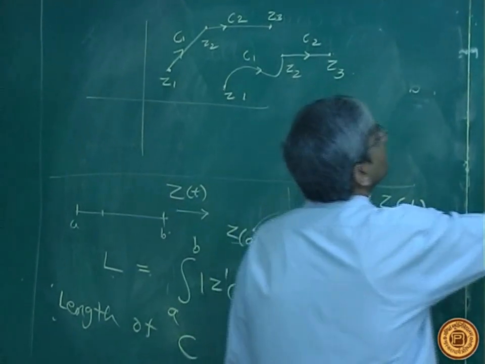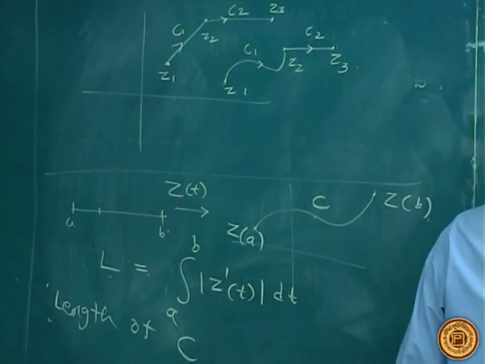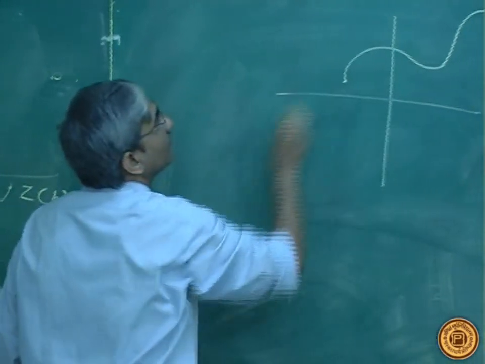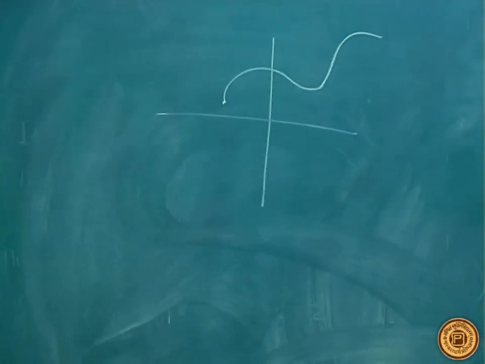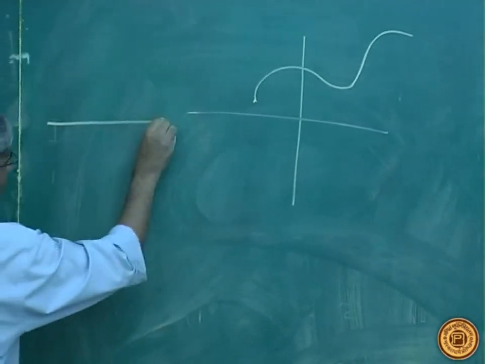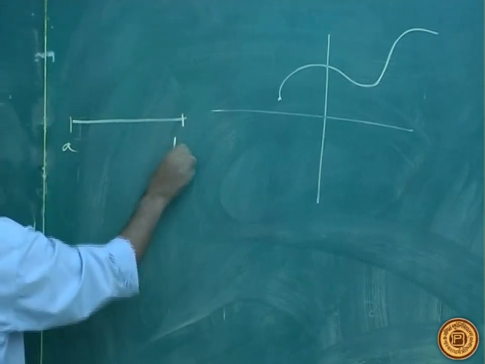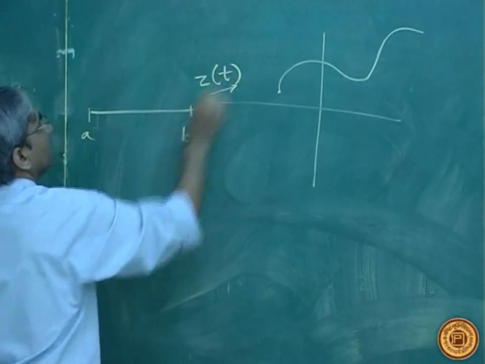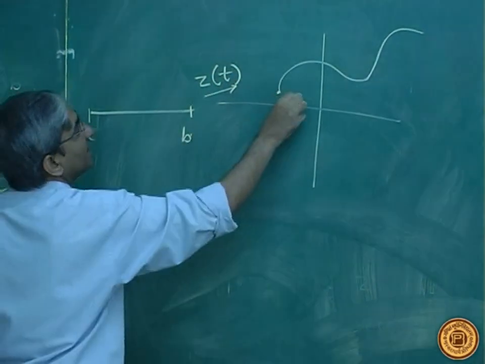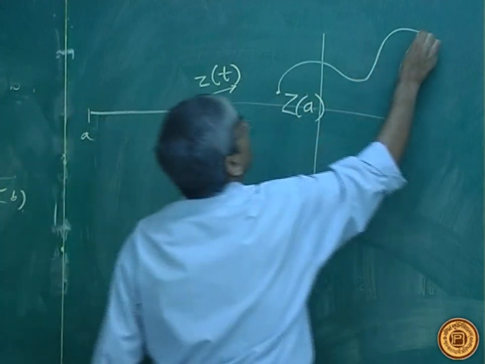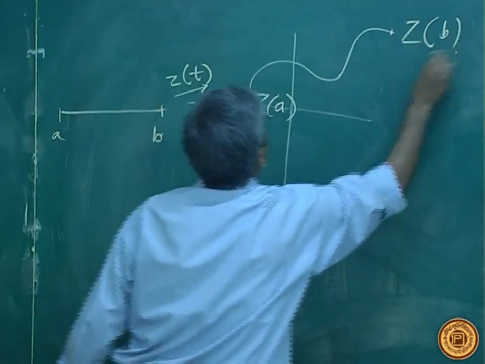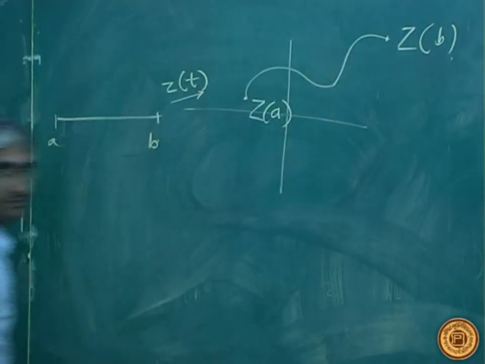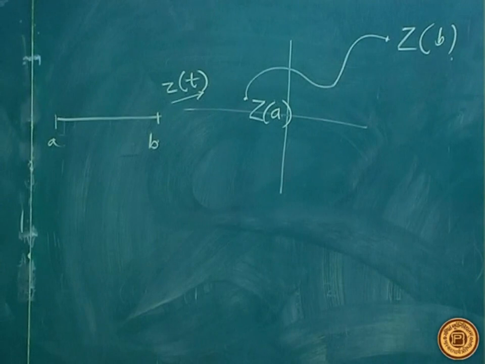See, this is the picture you have to keep in mind. This is our curve C. Now this is interval AB and this is the parameterization z(t). So this point is the initial point, that is z(a). This point is the terminal point, that is z(b), and as t moves from a to b, the points are traversed on this curve. That is our idea of parameterization.